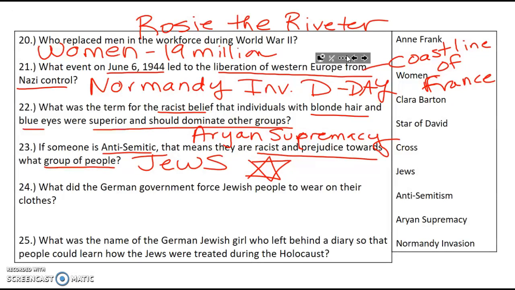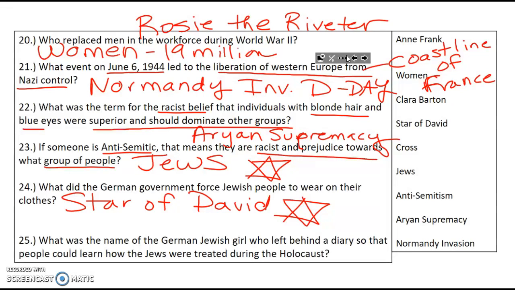24, what did the German government force Jewish people to wear on their clothing? I already talked about it in number 23. That's the Star of David. Other minority groups and other people who were considered inferior or a threat to the German society, the German people in general, had a certain badge that they had to wear on their clothing as well. And we talked about the fact that Jewish people weren't the only people who were persecuted and killed in the Holocaust.